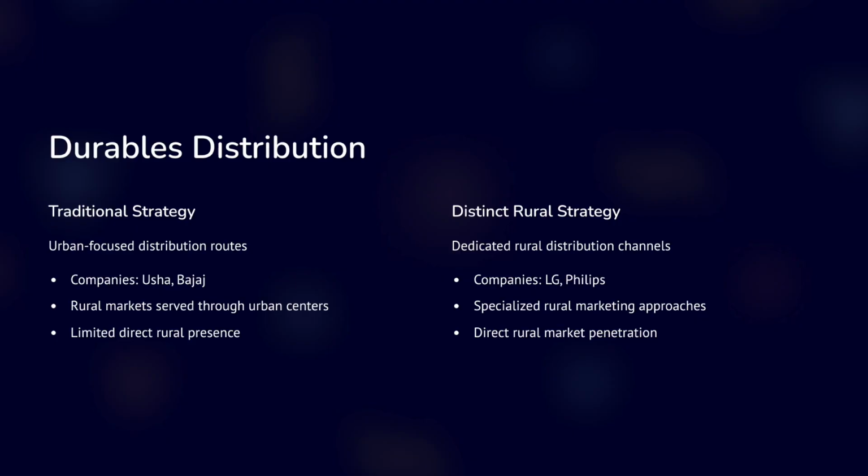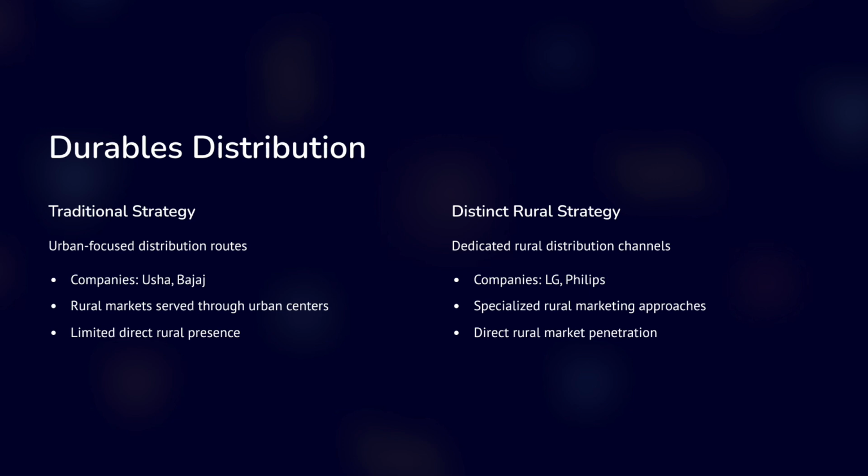These products are mostly bought in towns and small cities, not in remote villages. So, unlike FMCG products, the number of distribution points is fewer, but still reaches many customers. There are two main strategies used to distribute these products. The first is the traditional strategy.